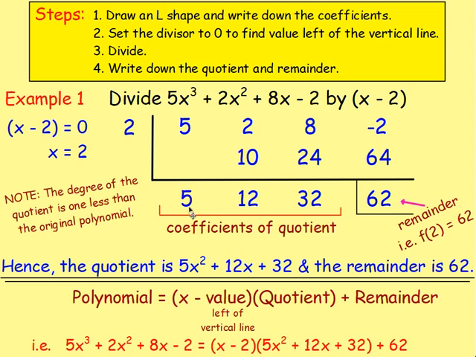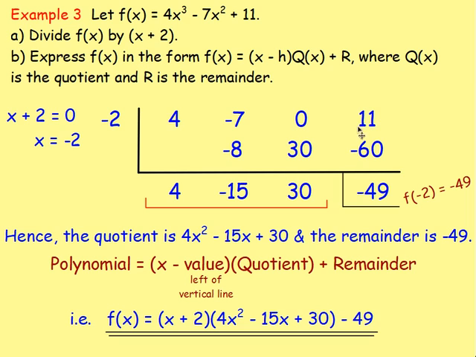For the quotient, all these numbers are the coefficients of the quotient. So if in your original polynomial you have a polynomial of degree 3, 3 is the highest power, take one off that and you'd have an x squared. So that then would be 5x squared plus 12x plus 32. If you were asked to rewrite that polynomial, you could say that would be x minus the value to the left of the vertical line. In this case it's 2, so it's x minus 2 times that quotient, and again plus the remainder.